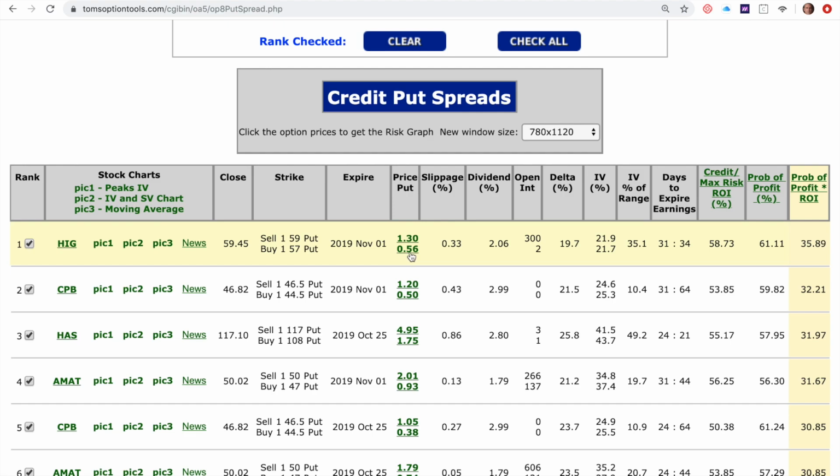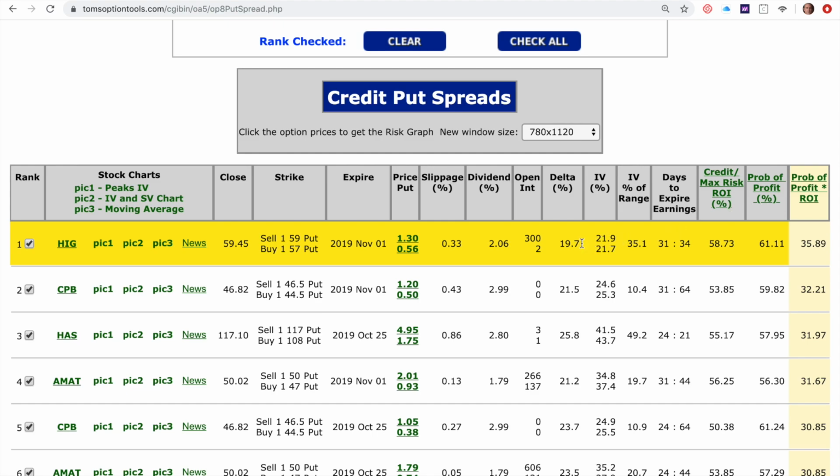You've got the actual legs, the price of the legs, the amount of slippage, the dividend that's being paid, open interest, delta, IV, percentage of range, credit over max risk or return on investment. So this first one is offering a 58.73% return on investment with a 61.11 statistical probability of profit. Multiply those two together and you get a probability of profit times the ROI, which gives you a nice metric to sort, considering both probability of profit and return on investment.